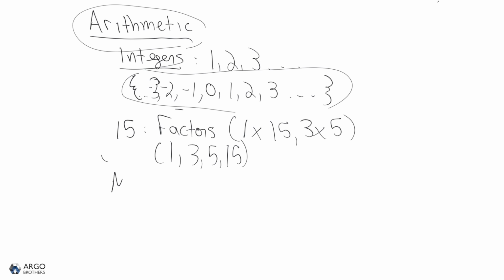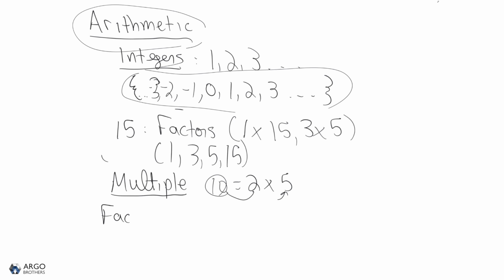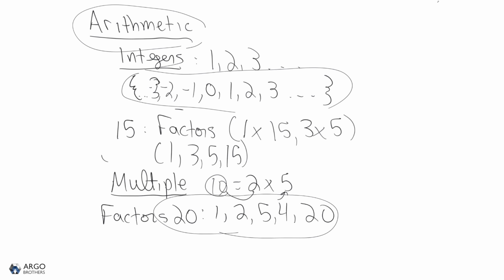Now, what are multiples? A multiple is the product of a number and an integer. So let's see, can 10 be a multiple? Yes, because 10 is equal to 2 times 5. So 10 is a multiple of 2, and 10 is a multiple of 5. Okay, so let's just go over this one more time. What are the factors of, let's say, 20? Factors of 20 would be 1, because 1 can go into it evenly, and 2, and 5, and 4 also, and 20. So these are the factors of 20.